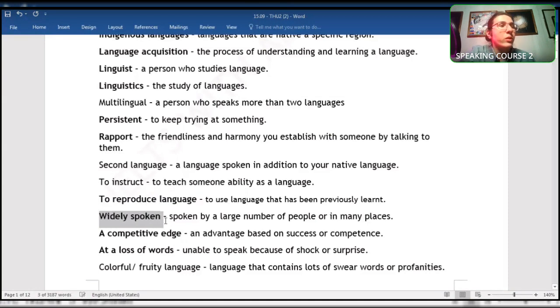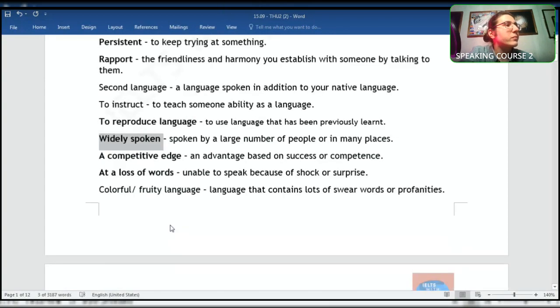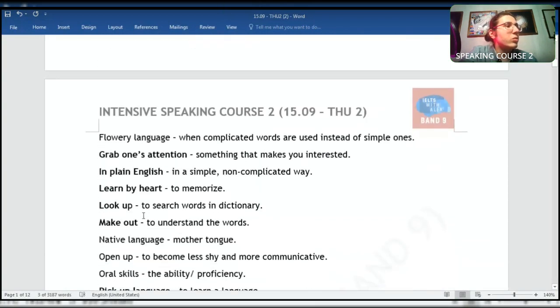Widely spoken is a great phrase. Basically, it's a term to do with a language that is spoken by a lot of people, right? If you're going to be talking about English, if you get the topic of English, say the phrase widely spoken. Great phrase.